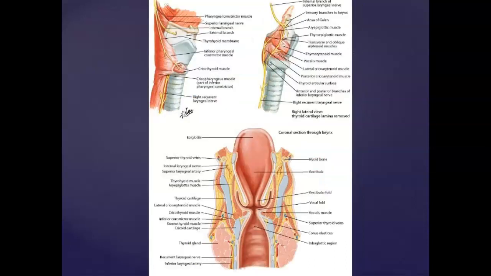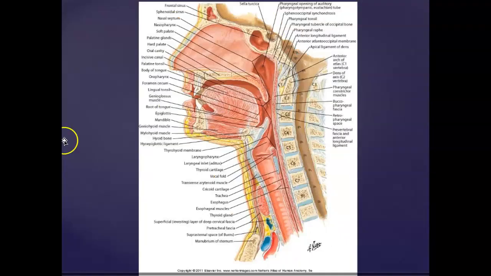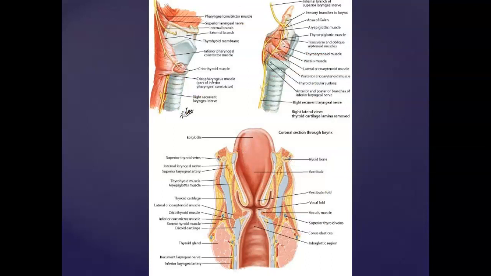So we've seen this slide. We'll come back to this in a second here. Here's a mid-sagittal section. Here is a coronal section. So it's a little bit different. We're looking from back towards the front of the larynx here.